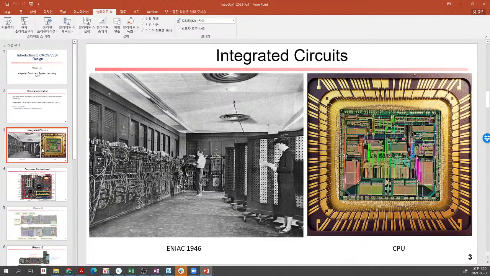Back in the old days, in 1946, ENIAC was the first computer that we know of. It occupied a whole room, a very large area. But nowadays we have, on the right, a CPU. It looks like quite old technology, but you can see a little more detail inside if you look carefully.